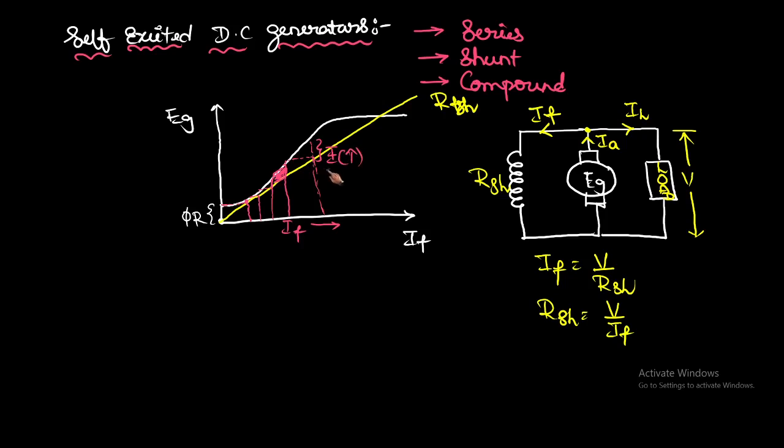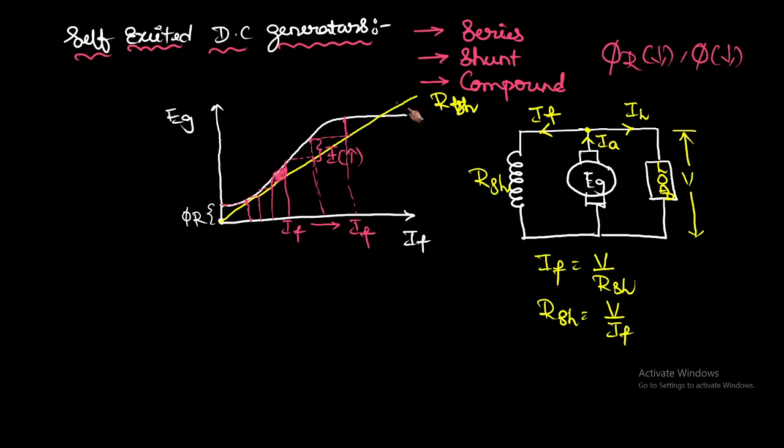So EMF generated is increased step by step. Because of this field current, some more EMF will be generated, some more extra like this. So we are connecting the field windings, where phi r, the residual flux, will be adding to the main flux. The residual flux is adding with respect to the main flux.